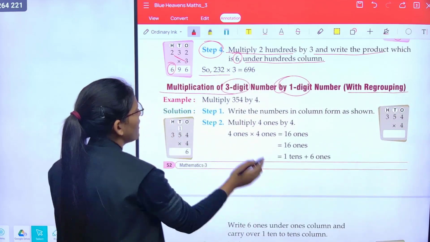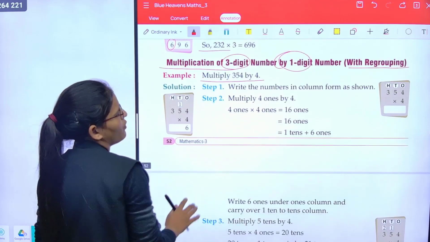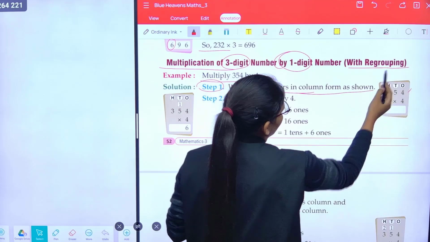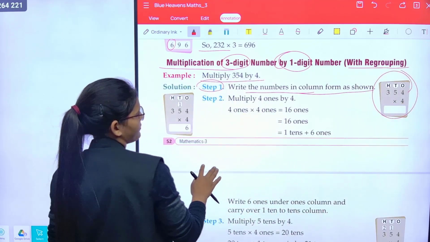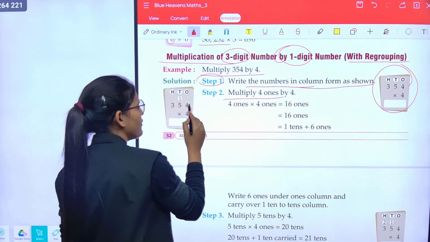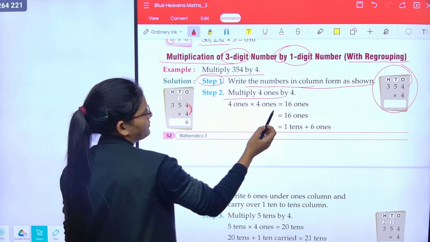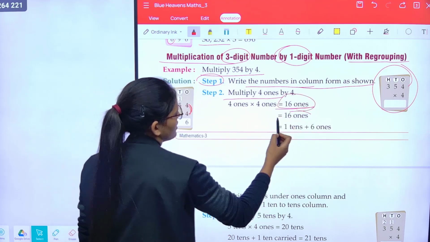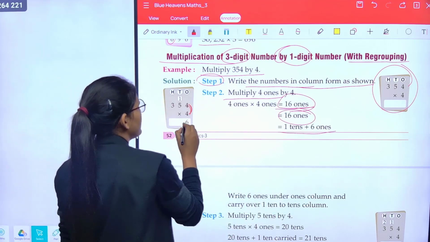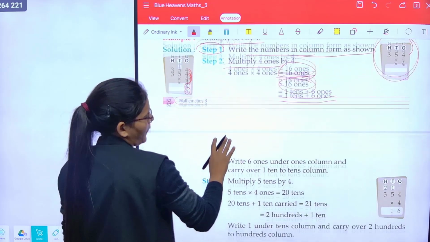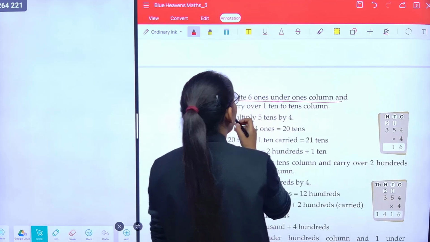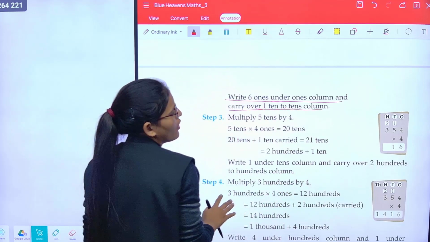With regrouping, multiply 354 by 4. Step 1, firstly arrange the numbers in columns as shown. Now multiply 4 ones by 4. 4 fours are 16. So 16 ones become 1 ten plus 6 ones. Write 6 ones under the ones column and carry over 1 ten to the tens column.